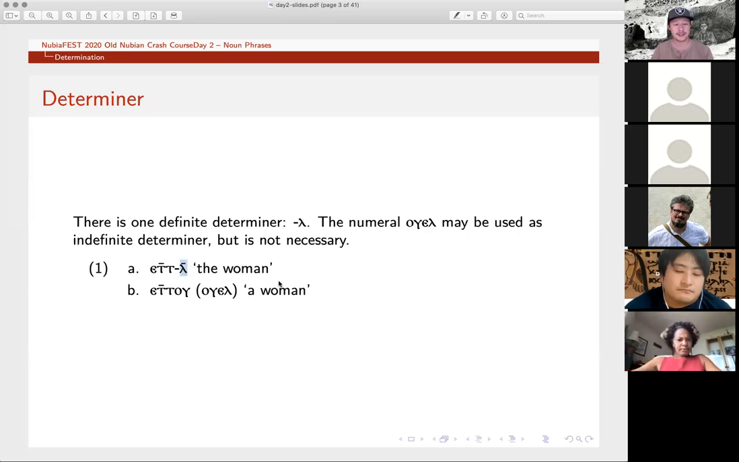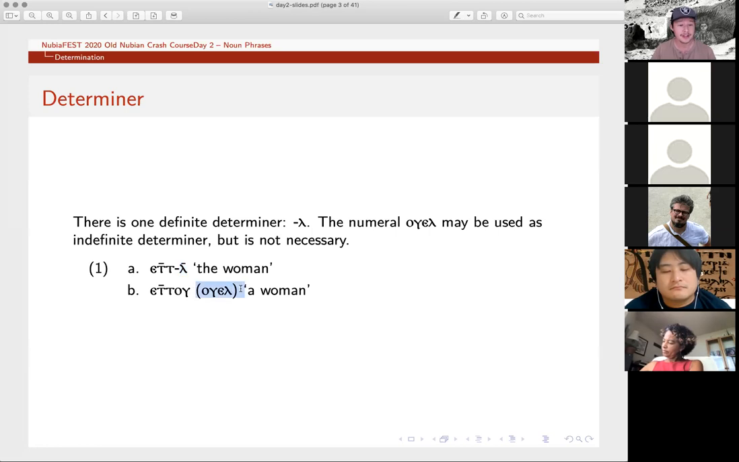This determiner nearly always appears only when the noun is the subject of the phrase. For a very long time, there was a discussion about whether this L is a determiner, or maybe a nominative case, or maybe a subject marker. But it turns out that this is in fact a determiner. It marks definite noun phrases, and it simply does not appear when other cases are attached to the noun. So that's why you only see it with the nominative case, because as we will see in a little bit, the nominative case is marked with nothing.